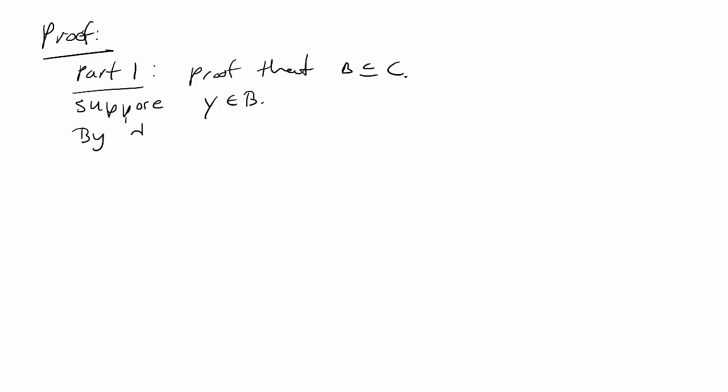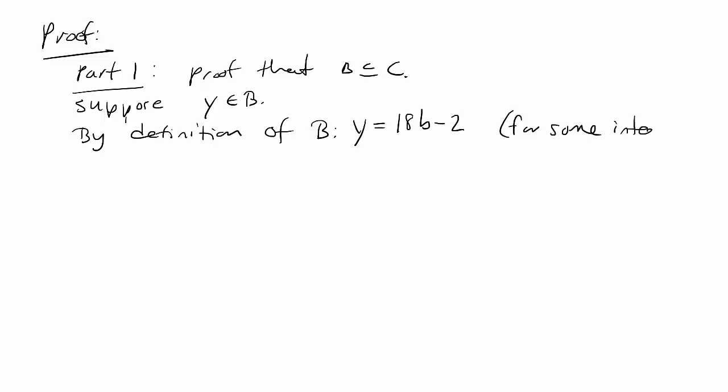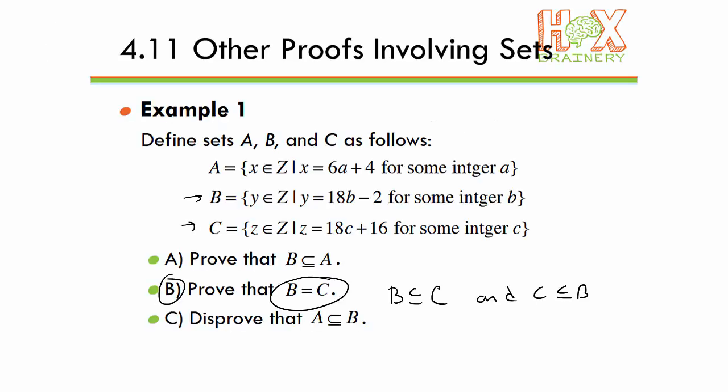By definition of B, y would have to be equal to 18b minus 2, for some integer b. And then we're going to let c be equal to something in terms of b, picking c because of set C. And I need some scratch work, so I'm just going to do scratch work over here.